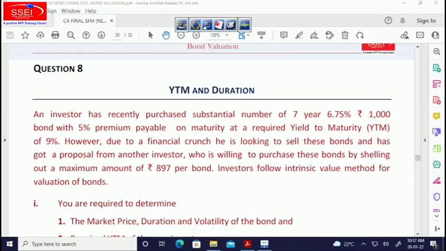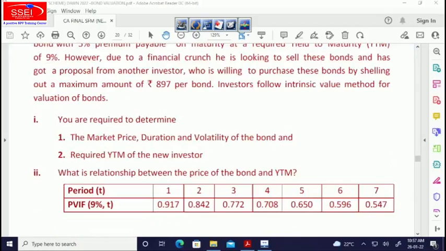However, due to financial crunch, he is looking to sell the bond and has got a proposal from another investor who is willing to purchase the bond by shelling out a maximum amount of 897 per bond. The investor follows the intrinsic value method for valuation of bonds. You are required to determine the market price, duration and volatility of the bond and YTM of the new investor. So first, market price, duration, volatility.